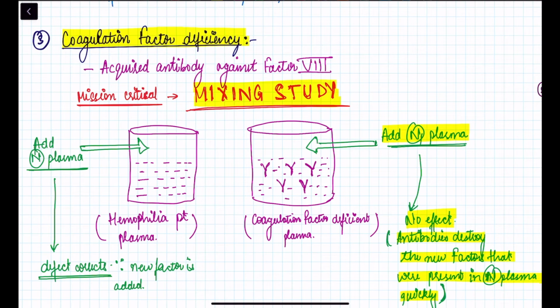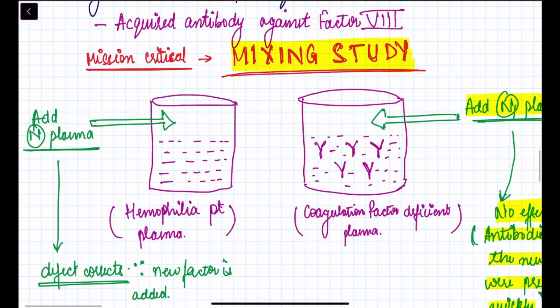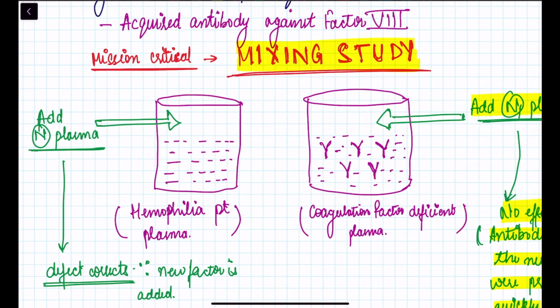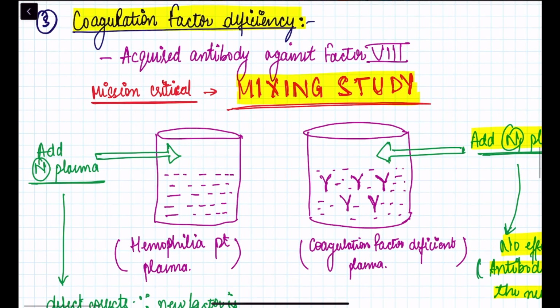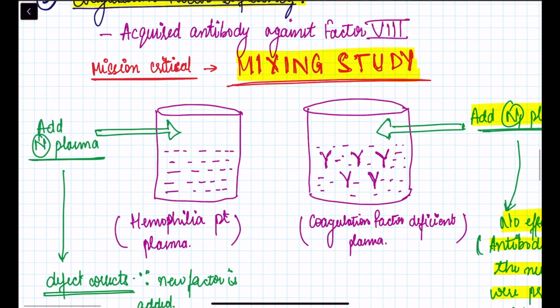And a mission critical point that you need to know here is we perform a mixing study to differentiate this from hemophilia. And what we do is we take the patient's plasma. On the left side you can see we have patient's plasma, but there are no antibodies present against factor 8 in the first diagram. In the second diagram, the patient has coagulation factor deficiency and the plasma contains antibodies. So when you add normal plasma to both, what do you expect?